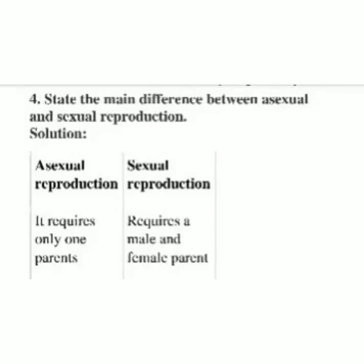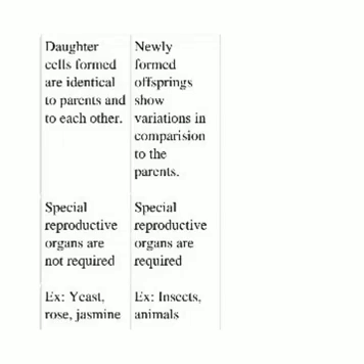Next, fourth question. State the main difference between asexual and sexual reproduction. Answer, first divide the page into two columns and write down the answer: asexual reproduction and sexual reproduction. First point, asexual reproduction requires only one parent. Sexual reproduction requires a male and female parent. Next, write down the second point. Daughter cells formed are identical to the parent and to each other. Newly formed offspring show variations in comparison to the parent.